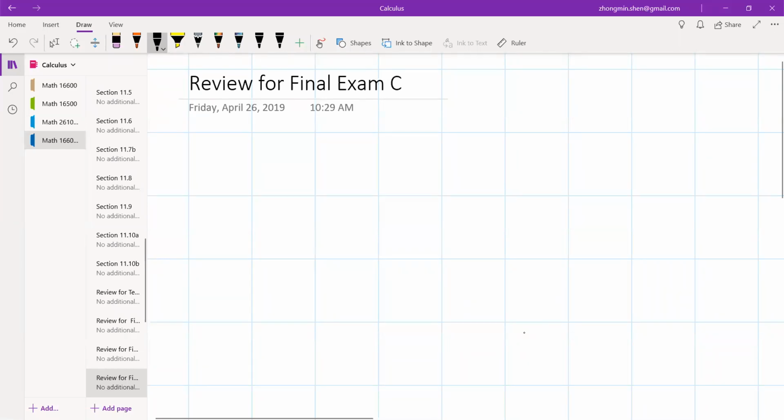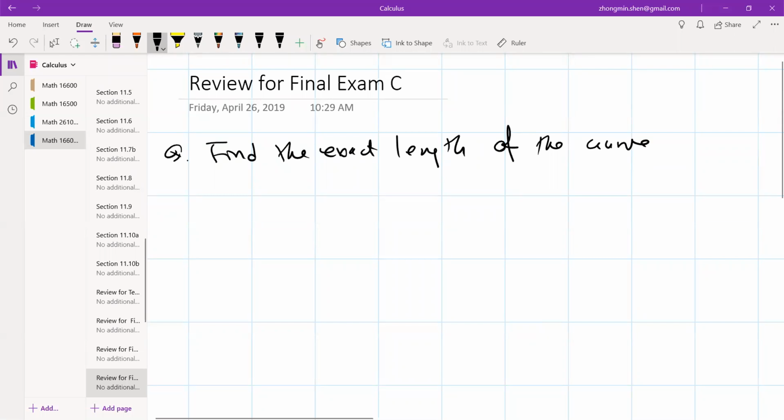Right, so I have one question. This is a problem from one of the sample tests. Find the exact length of the curve given by the equation, where x is between 1 and 2.